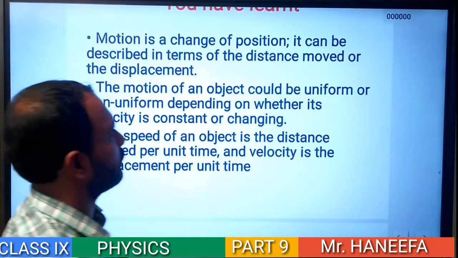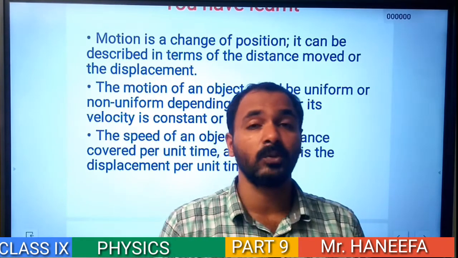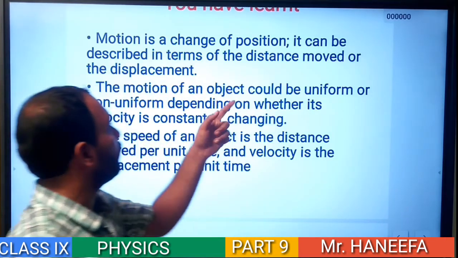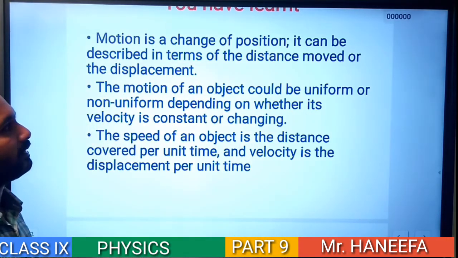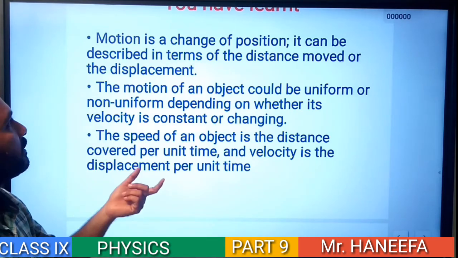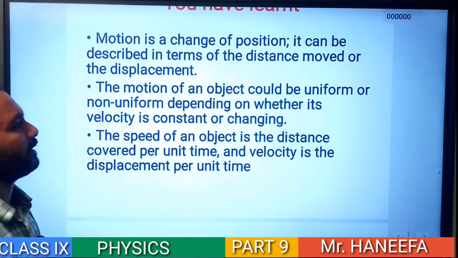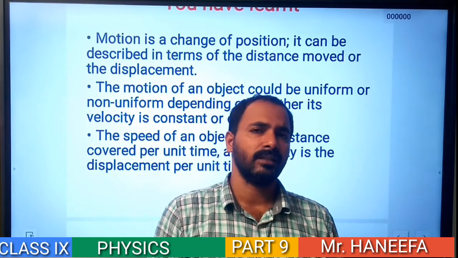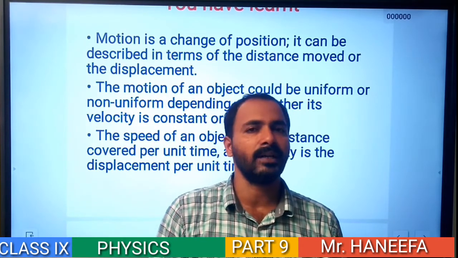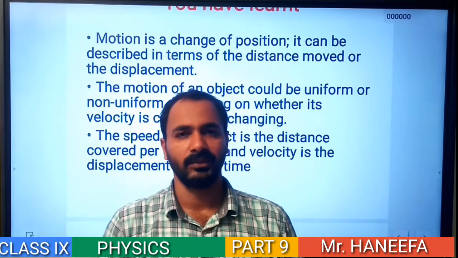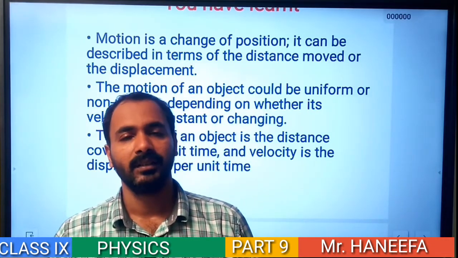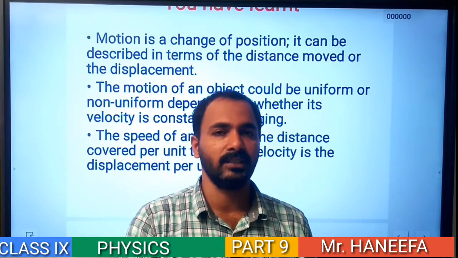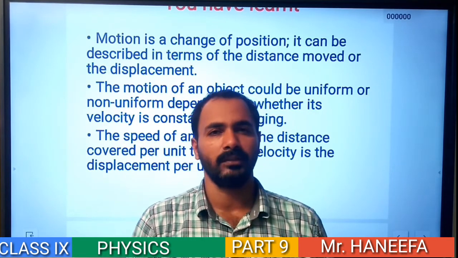What is motion? The change in position with time is called motion. Motion can be described in terms of the distance moved or displacement. What is the difference between distance and displacement? Distance is the total path length covered by an object. What is displacement? Displacement is the shortest distance between initial and final point.